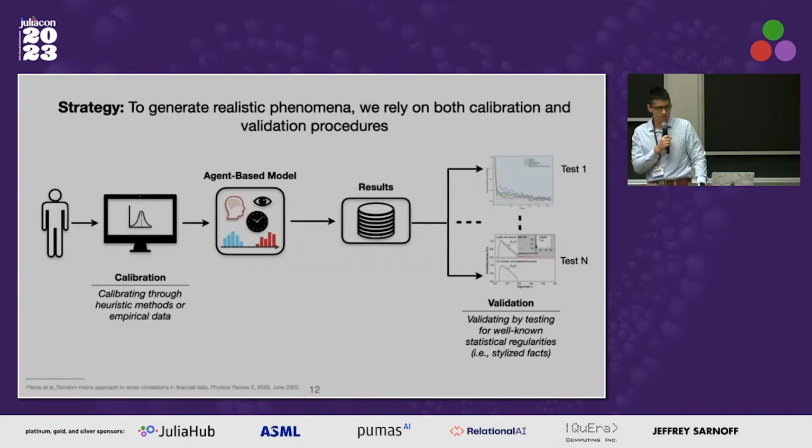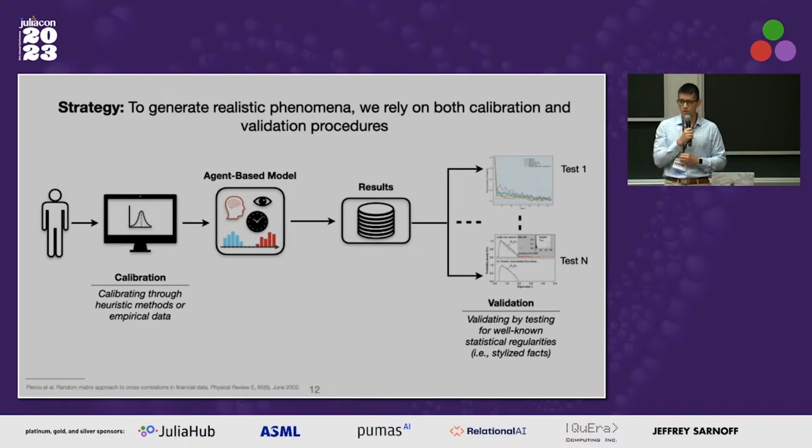Two additional steps to generate realistic phenomena: we rely on both calibration and validation procedures. Calibration occurs before running the model. It's where we determine these parameters to then get these models to generate realistic phenomena. These can be calibrated through heuristic methods, or if you've got it, historical data.